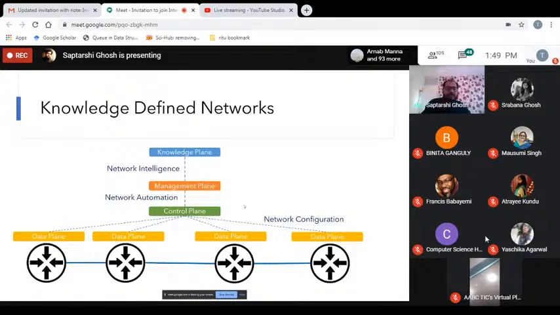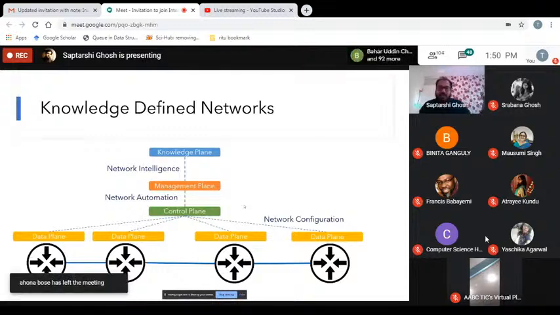Now, while doing the research, I found an interesting fact that this term was coined back in 2001. There's a guy, when SDN was not even in place, there's a paper in IEEE Communications Letters, if I'm not wrong. He was just hypothesizing that in the future, a network will be running by AI and machine learning algorithms. And he actually coined this term KDN, or knowledge-defined network.